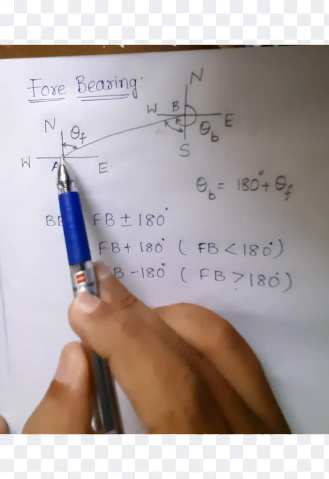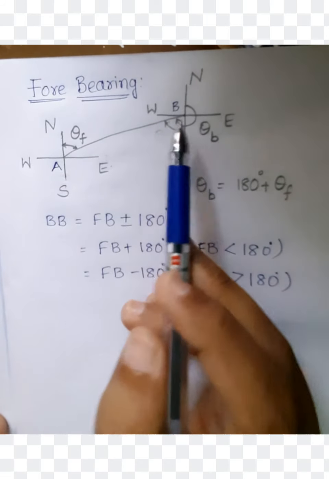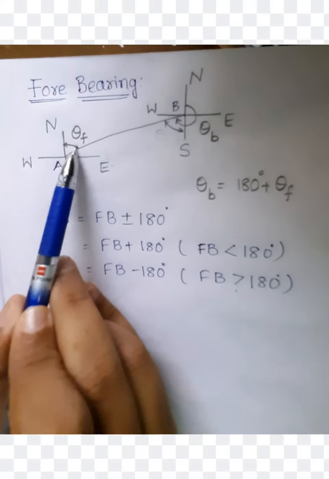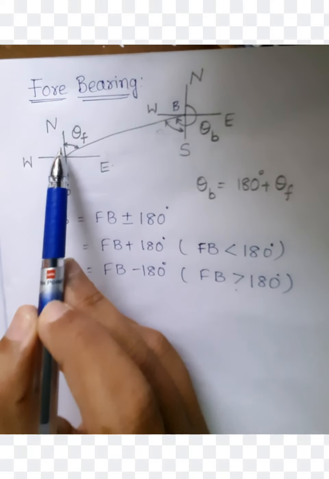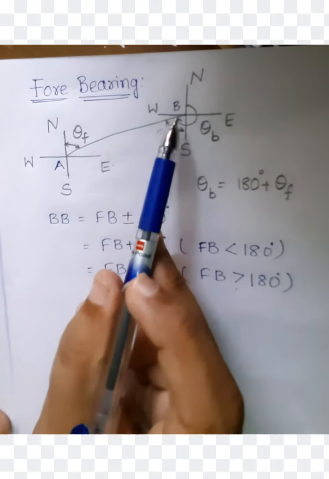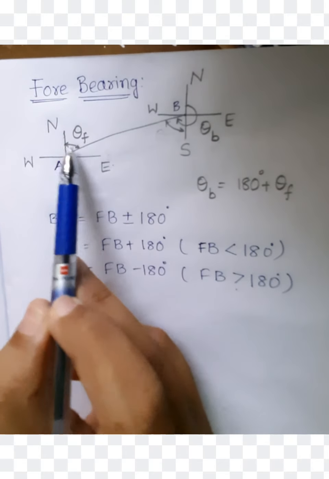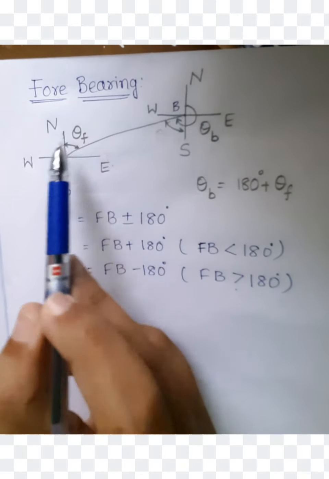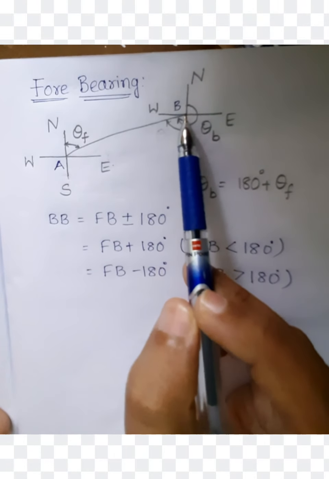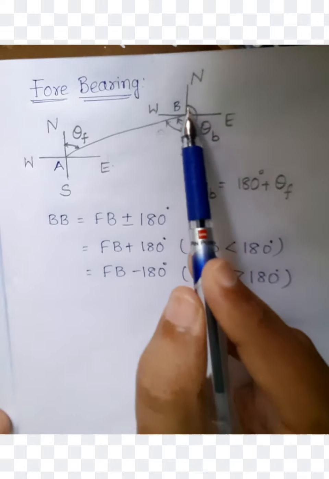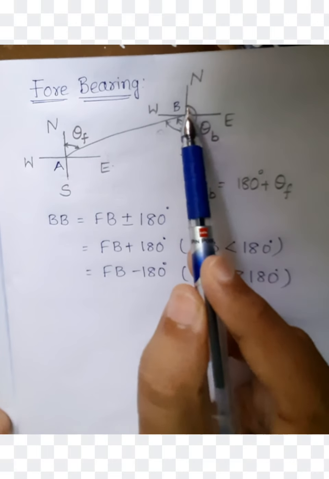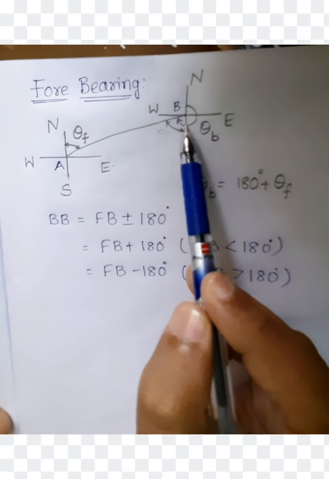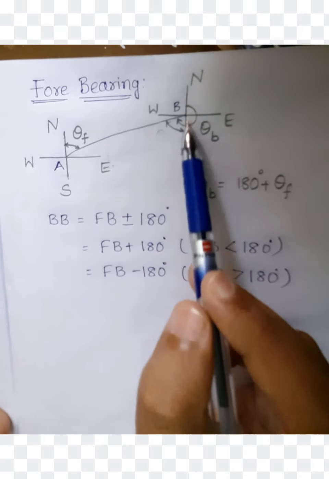Suppose AB is the survey line. Then this theta F is called the fore bearing of AB. From north I have taken it, so theta F is nothing but the fore bearing of AB. And coming to B, this theta B is also calculated from north, so this angle is called theta B, the back bearing theta B for AB.